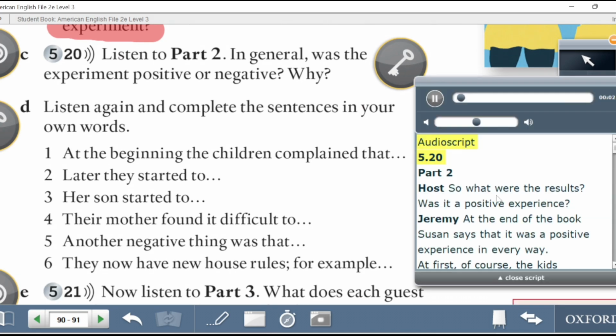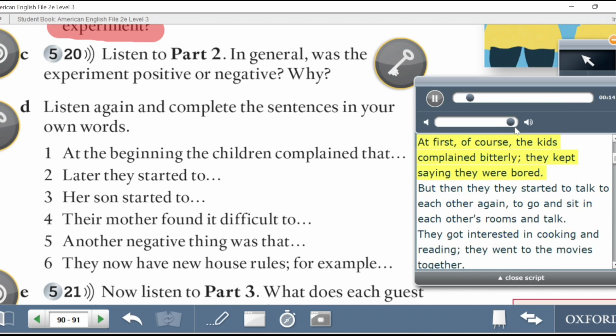Part 2. So, what were the results? Was it a positive experience? At the end of the book, Susan says that it was a positive experience in every way. At first, of course, the kids complained bitterly. They kept saying they were bored. But then they started to talk to each other again, to go and sit in each other's rooms and talk.